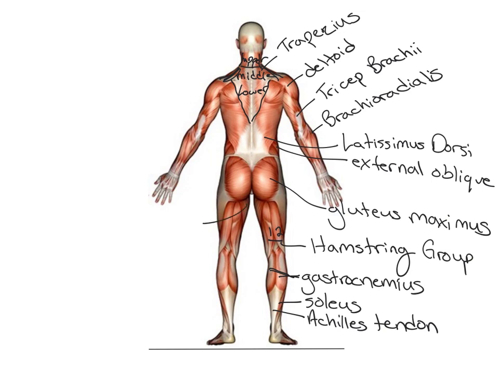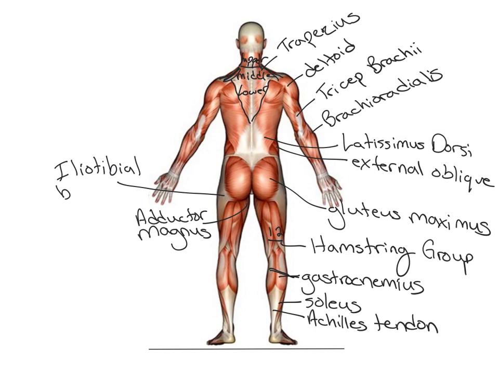And then here we see the adductor magnus that we had seen on the front side. We also have the iliotibial band tract, or what we call the IT band as well.